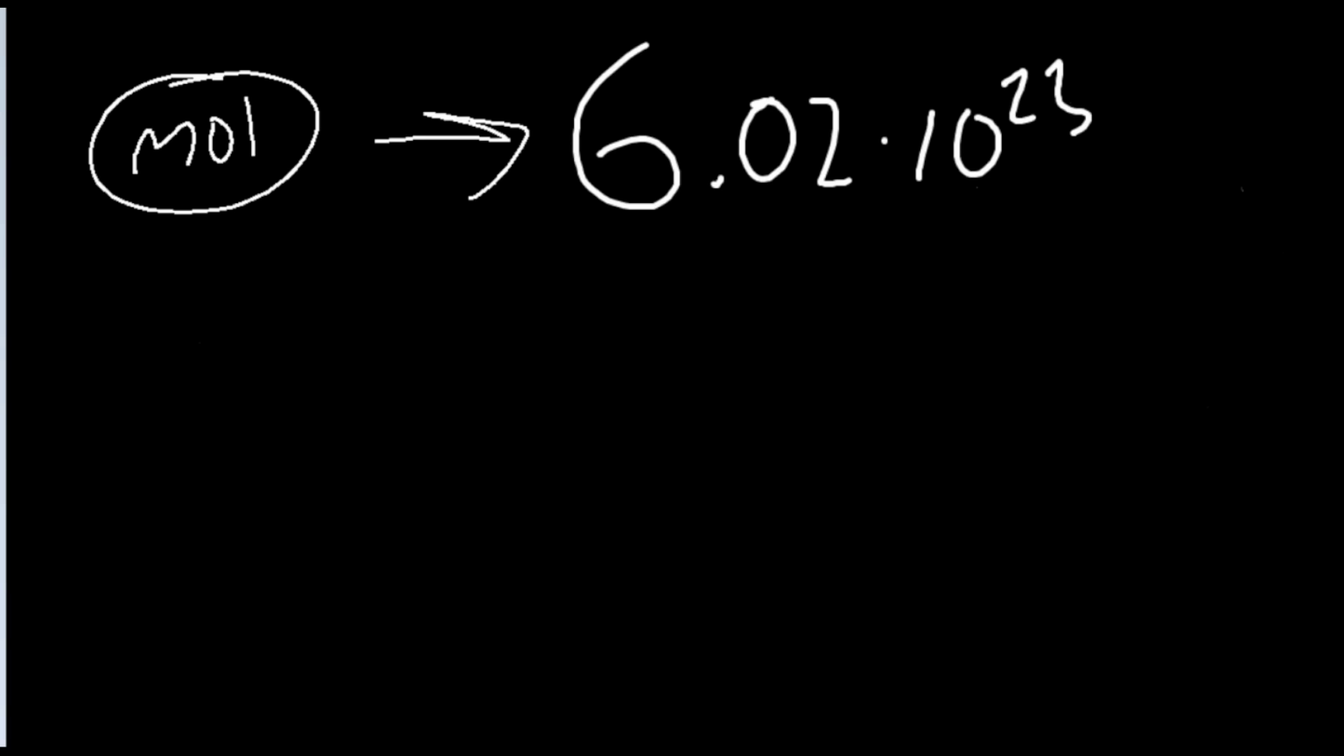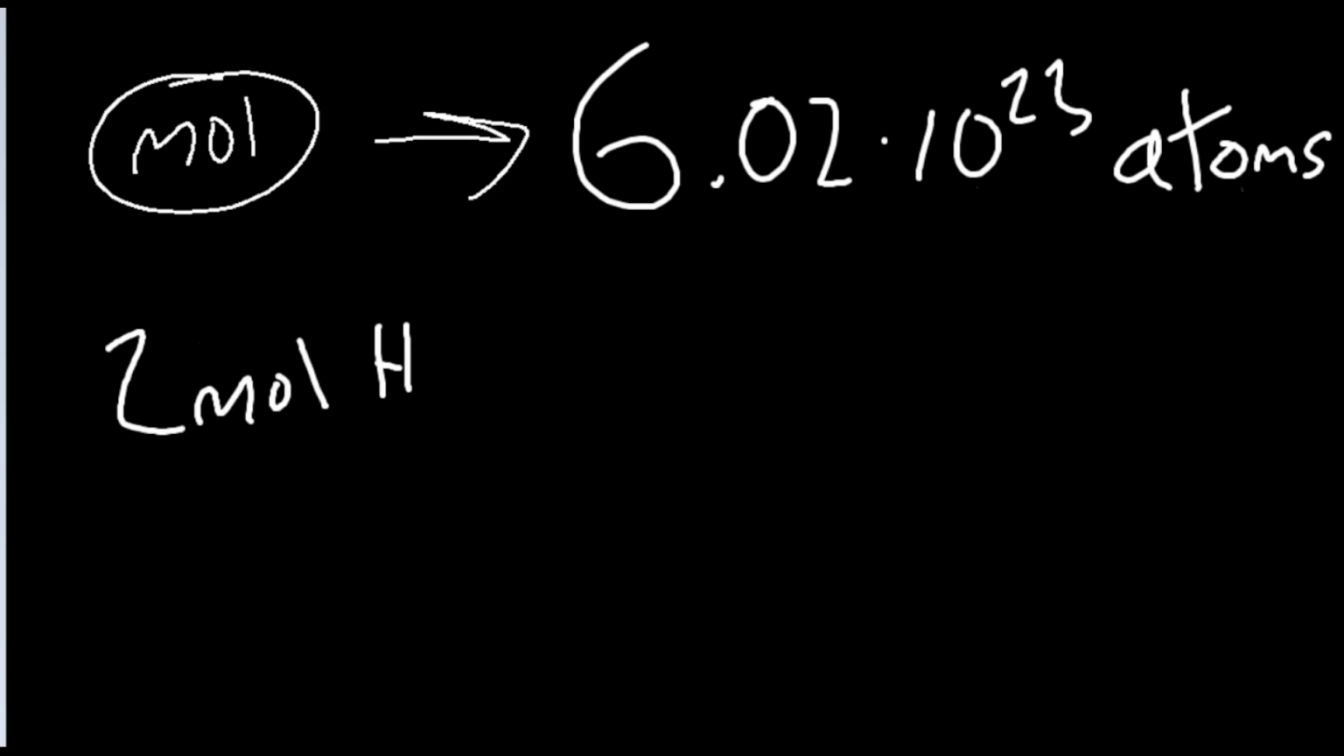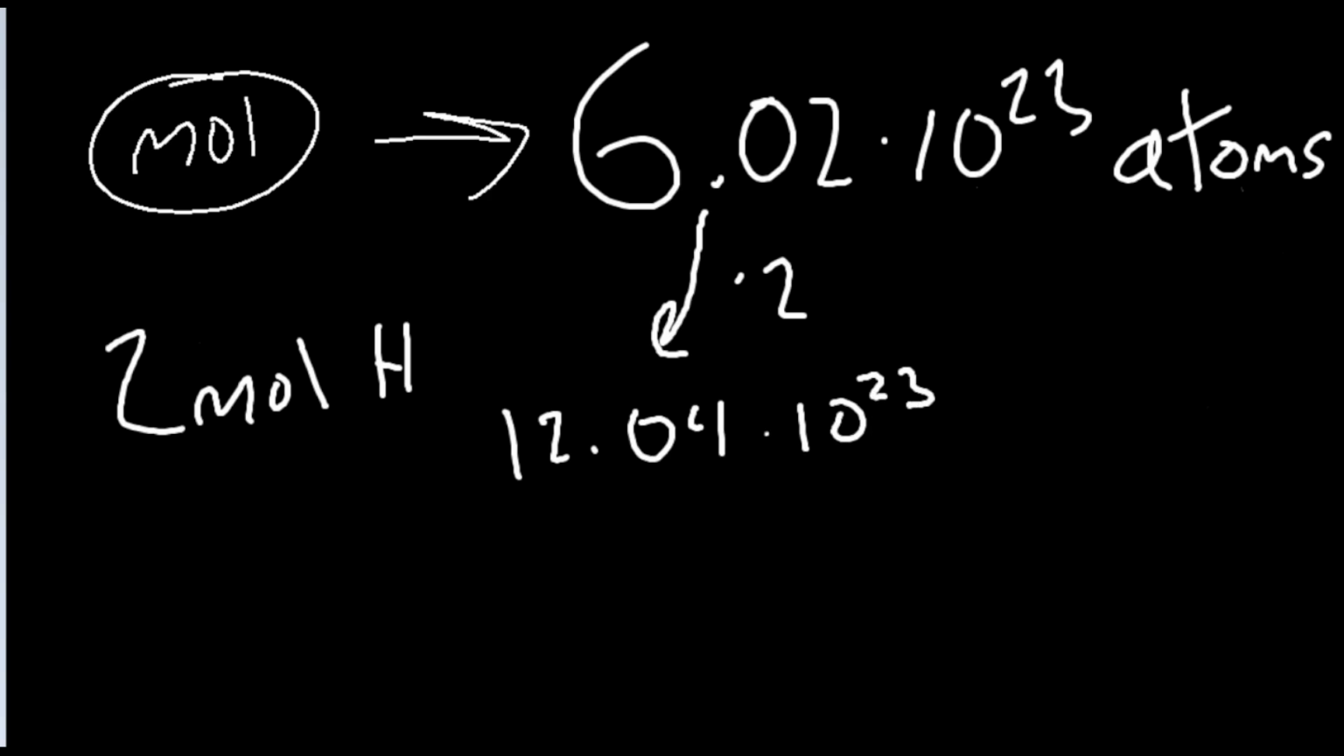What is a mole? So a mole is just a scientific unit to say how much of something you have. So a mole is 6.02 times 10 to the 23rd atoms or compounds or whatever. So let's say that I have 2 moles of hydrogen. Well, if I want to know how many atoms of hydrogen I have, all I would do is multiply this number by 2. And I would get 12.04 times 10 to the 23rd atoms.